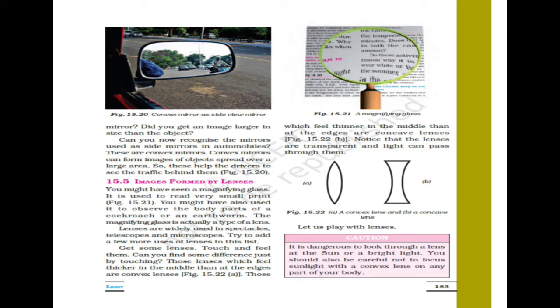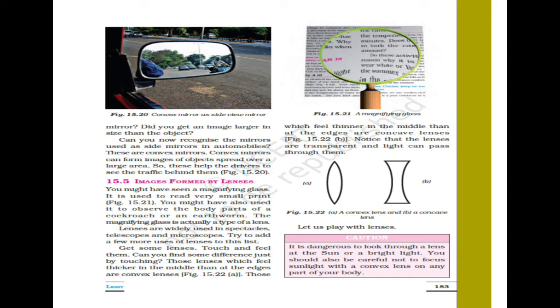Now see, if you have observed or touched the lens, you must have noticed that in some lenses the middle portion is slightly thicker in comparison to the edges. So this type of lens is called a convex lens. You can see in this figure, this is a convex lens. The middle part is thicker and the edges are thinner compared to the middle portion.